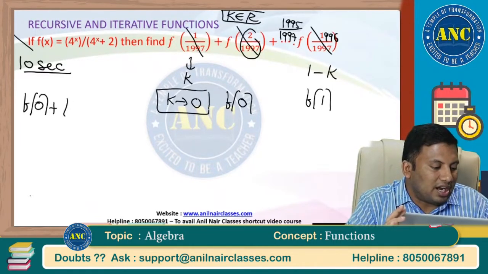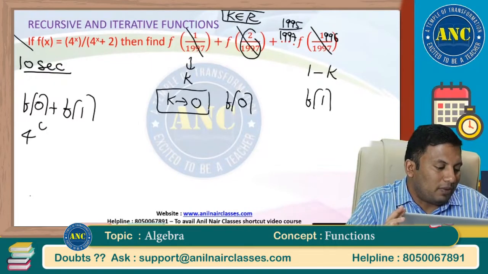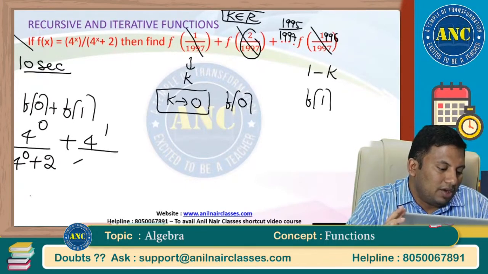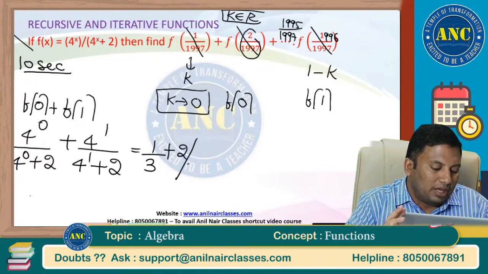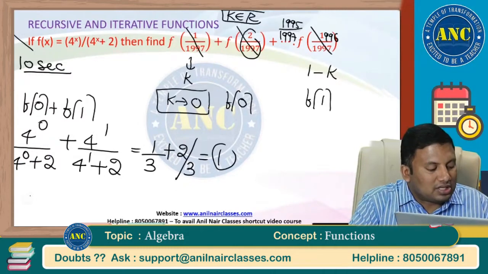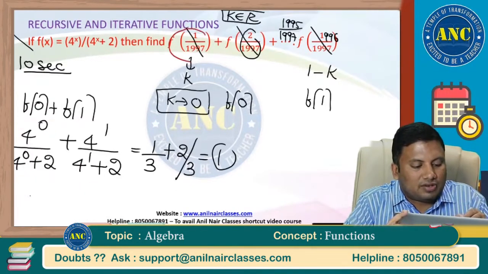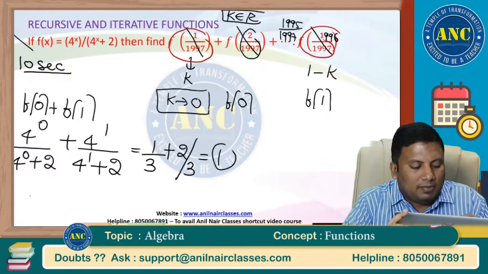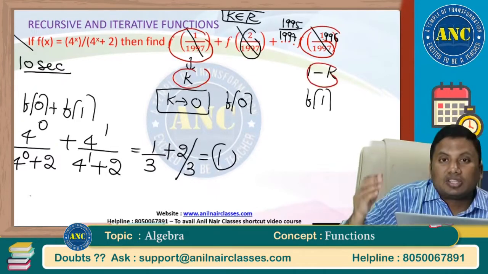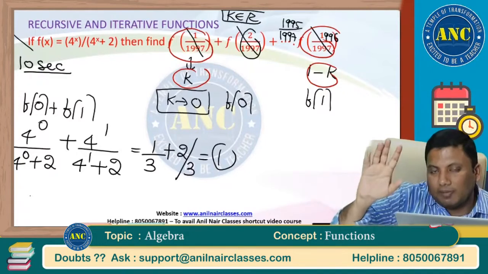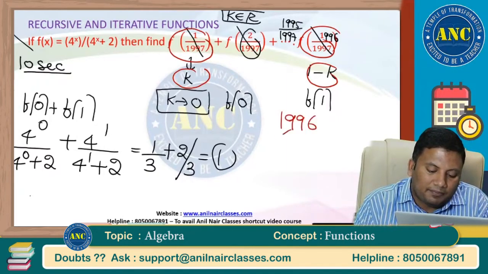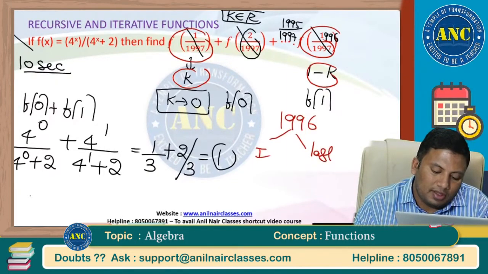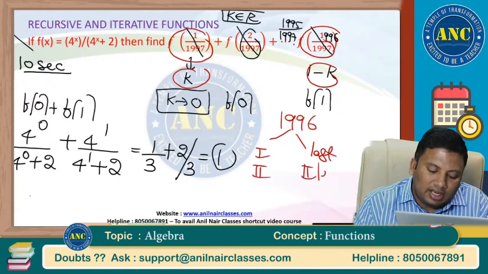Let me do the first and the last. Put it in x. 4 power 0 by 4 power 0 plus 2, plus 4 power 1 by 4 power 1 plus 2. These are nothing but 1 by 3 plus 2 by 3, which is nothing but 1. First function and the last function, sum is coming out to be 1. Like that, second function and second last function, sum comes out to be 1. Total 1996 are there. Every doublet, first and last, second and second last, all that will add up to 1.